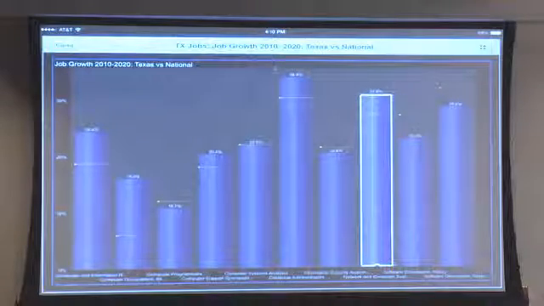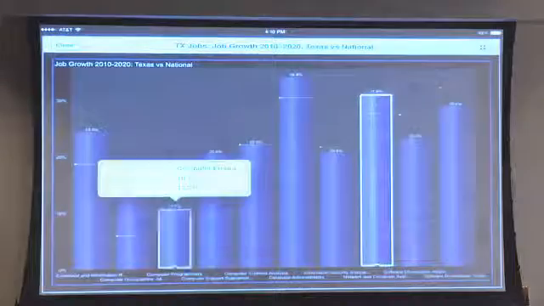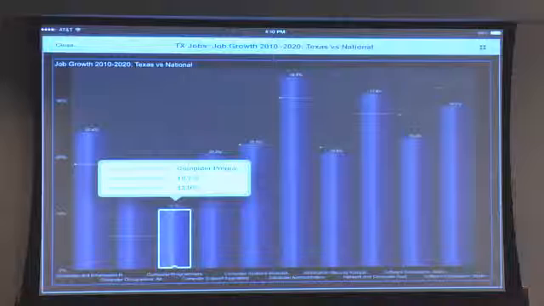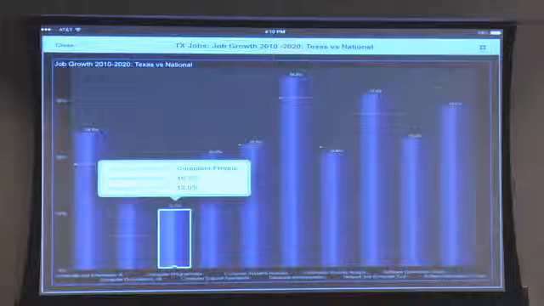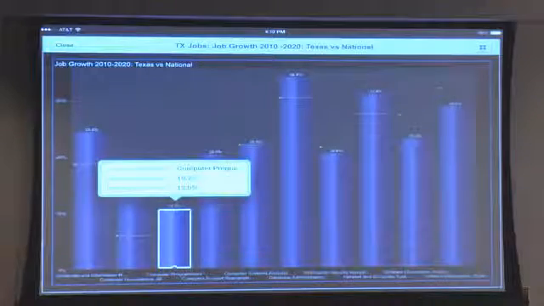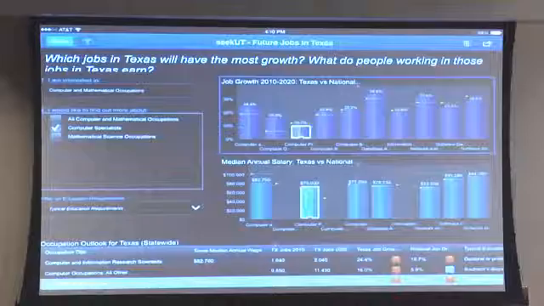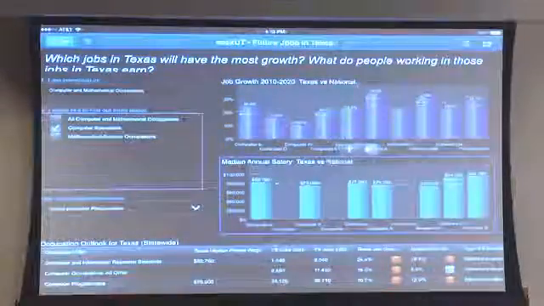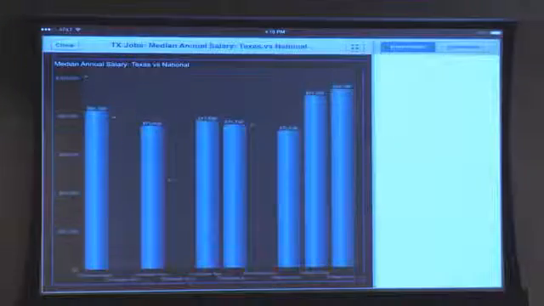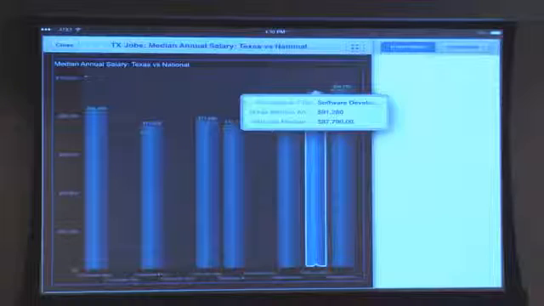And here's computer programmers. So the national job growth is 12%, and the Texas job growth is 10.7%. Now, this is projected for 2020 from the Bureau of Labor Statistics, so this would be important for students who are going to be graduating. And then in this chart, we have the median salary. So software developers, the national median's $87,000, the Texas median's $91,000.